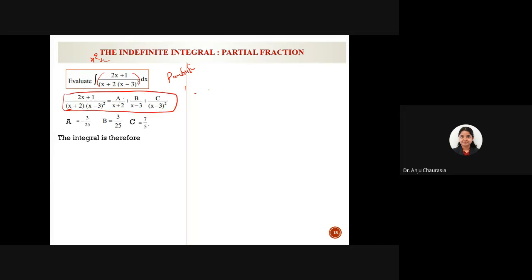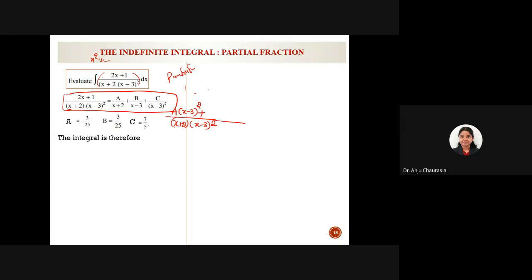Now, what is the job of partial fraction? We need to determine the constants a, b, c to convert into these partial fractions. So, how have we calculated? We have to take the LCM. So when you take the LCM, I will get this: x plus 2 and divided by this. So x plus 2 will be cancelled, and you will get here x minus 3 whole square.